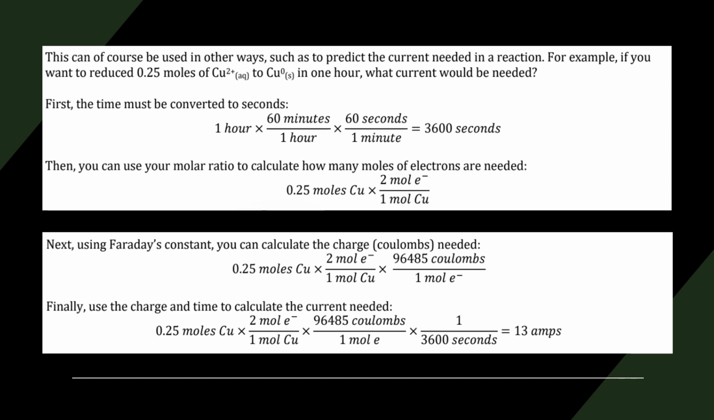But before we get there, we would start off with 0.25 moles of copper and convert that to how many moles of electrons. And then multiply that by Faraday's constant, because that now will give us coulombs on top, but we want seconds, so we just have to divide by the seconds to get the amperes.